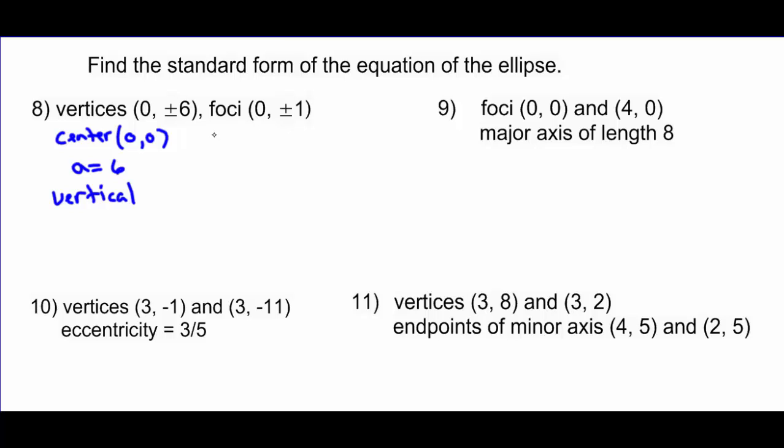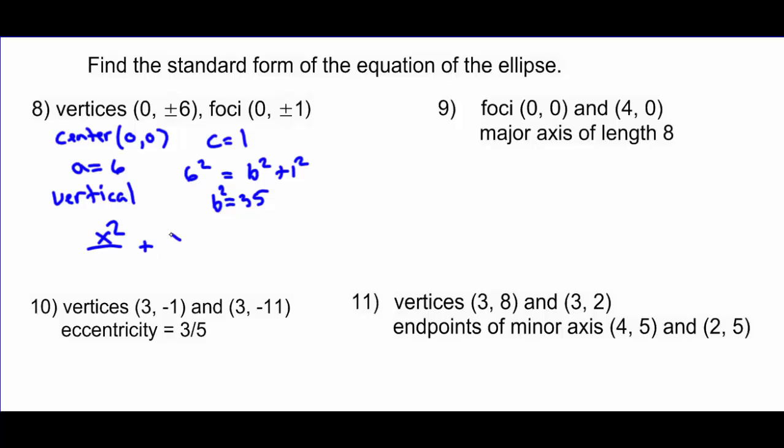Okay, the foci being at 0, plus or minus 1, I should say, tells me the C value. Now, by knowing A and C, and knowing that A squared is equal to B squared plus C squared, I can pretty quickly figure out that B squared is 35. And yeah, you could figure out B if you wanted, but here's the reality. All it says is find the standard form. So if we're being honest, we don't really care that much about B.